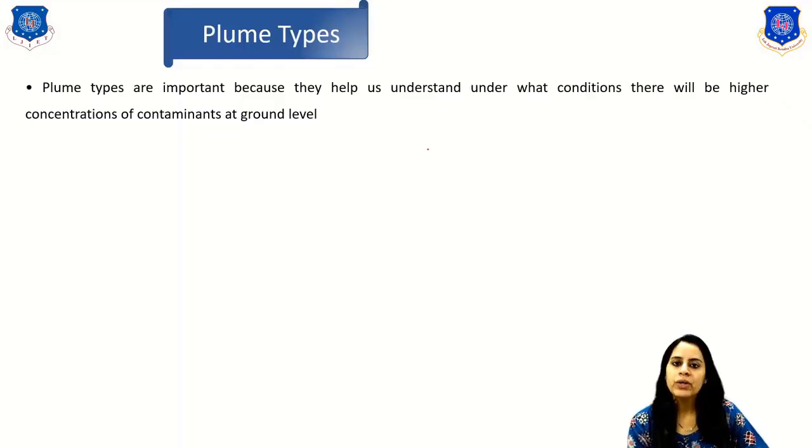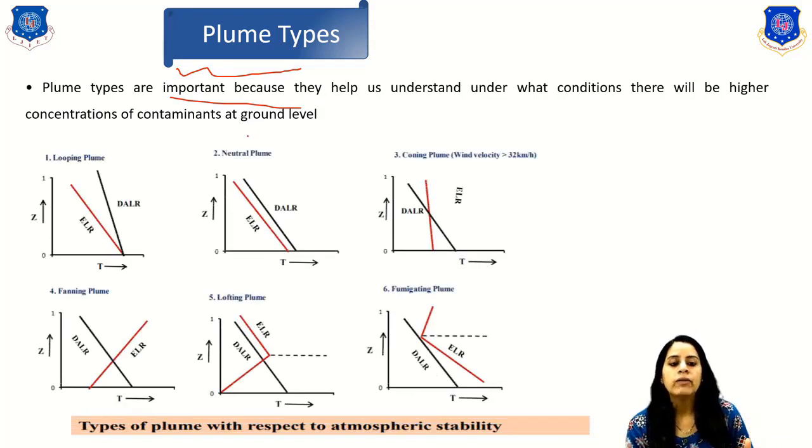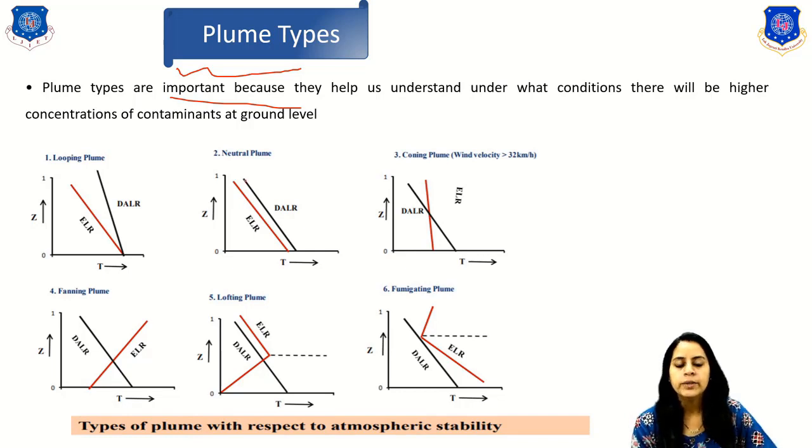So, in the previous lecture, we discussed atmospheric stability, right? Now, in this lecture, we discuss the various plume types. The plume types are important because they help us understand under what condition there will be a higher concentration of the contaminant at the ground level, right?